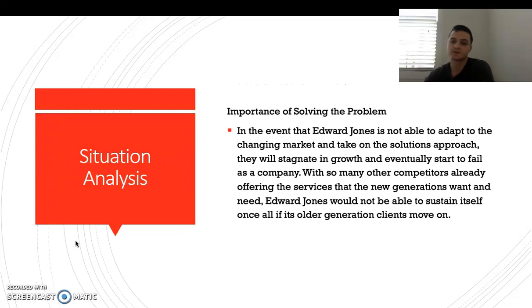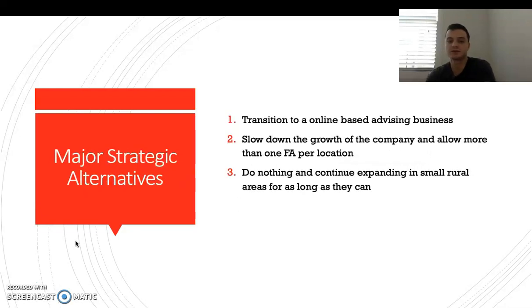So, importance of solving the problem. If they don't solve the problem, obviously they will stagnate in growth, and then they won't be able to keep going. And obviously, the older generational clients will eventually move on from financial advising, and they'll transfer their wealth to their kids, so they can't sustain themselves on the clients that they already have.